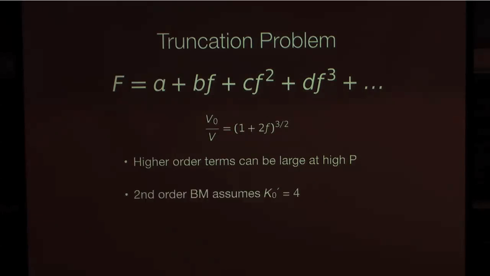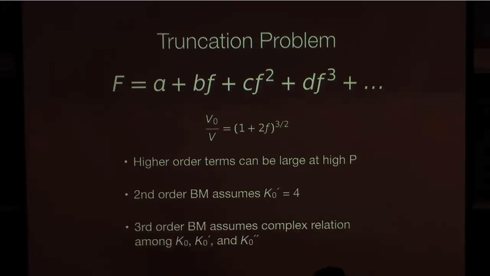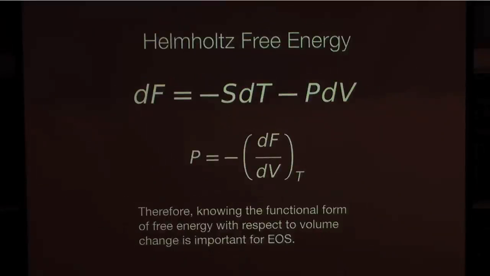The second thing I want to emphasize, not a problem exactly, but something you have to remind yourself, is that the second order Birch-Murnaghan equation of state assumes K prime equals 4. And what about the higher order equation of state? It's not just simply some parameter being some value. If you go to third, fourth order, it becomes nastier and nastier, in that these three parameters, for example, are related to each other, which we don't want. But it is because of the downside of the Taylor expansion.